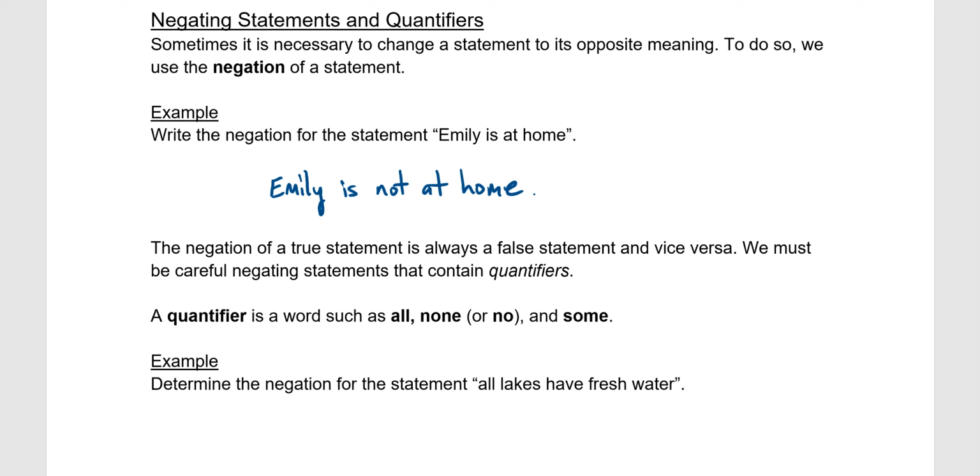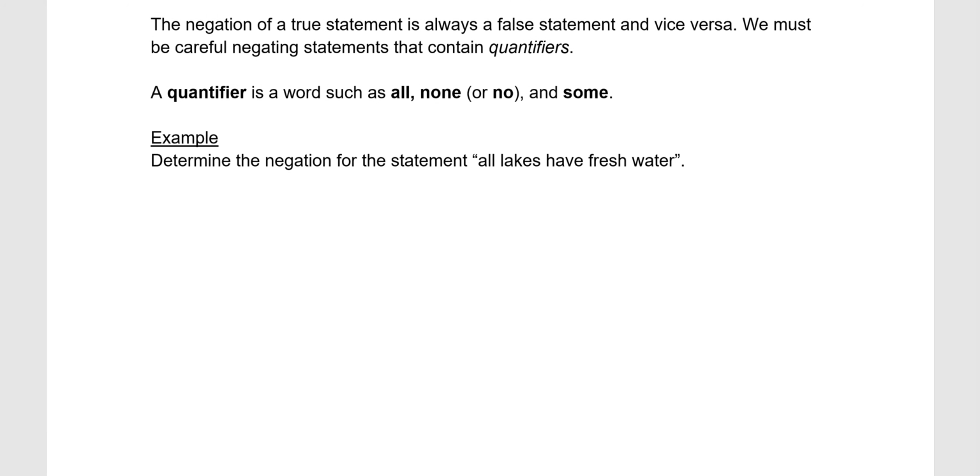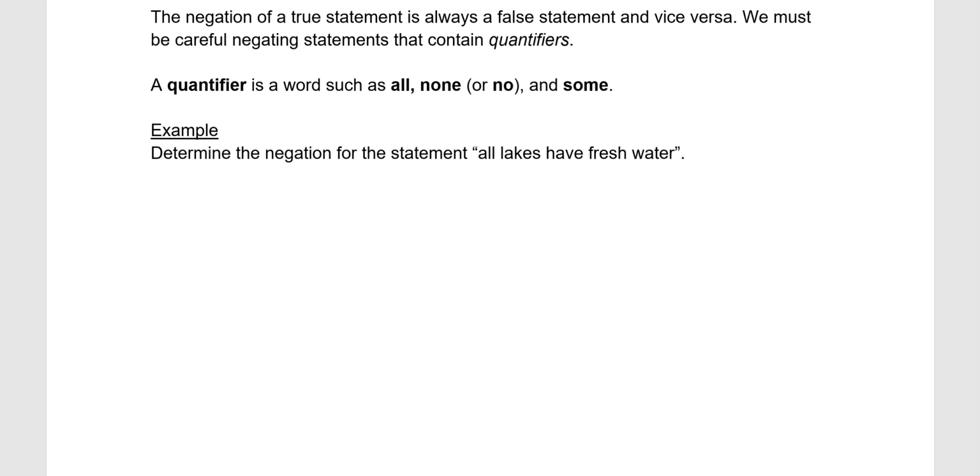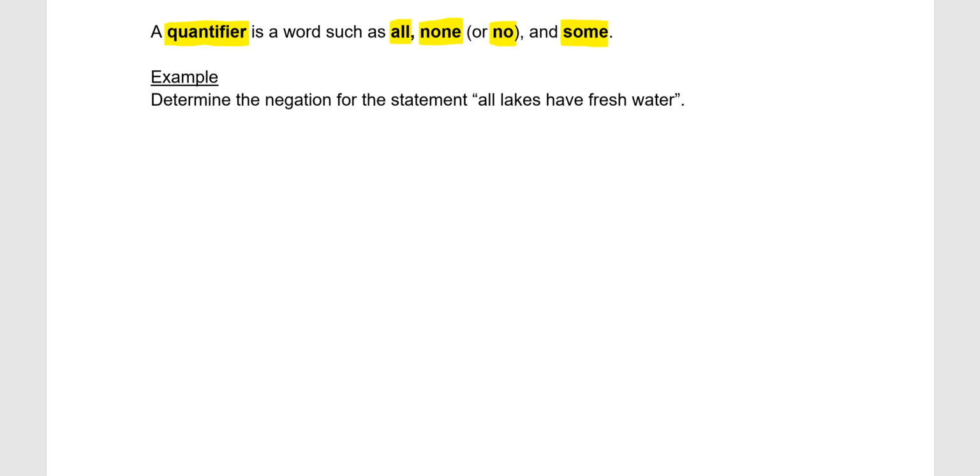So that example hopefully wasn't too difficult, but they do get a little bit harder, and they get a little bit harder when we are negating statements that contain quantifiers. So quantifiers are going to be words such as all, none, or no, they mean the same thing, and some. So these are three words that we consider quantifiers. So for example, if we want to determine the negation for the statement, all lakes have fresh water, we may think the negation of this is simply no lakes have fresh water.